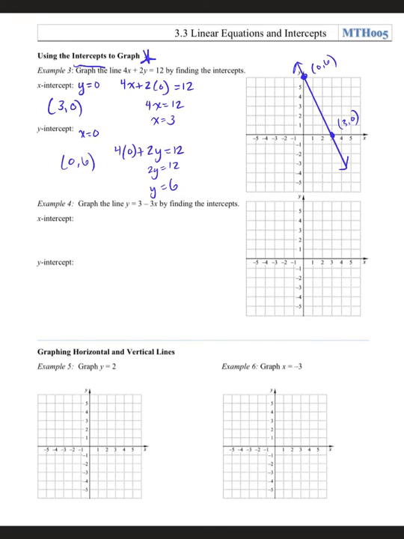Now what I want you to do is pause the video and try example 4, following the same approach that we used in example 3. Substitute 0 in for x and y, and then solve for the other values. So go ahead and pause the video.